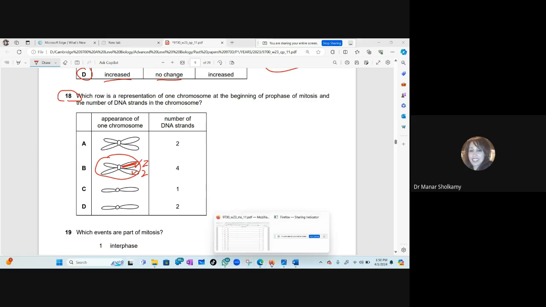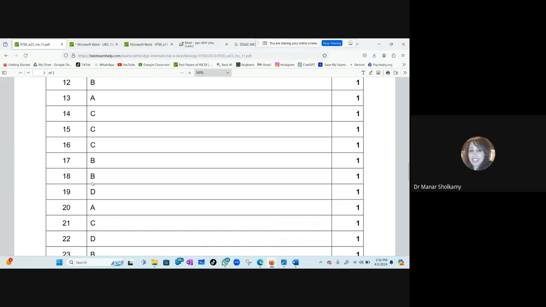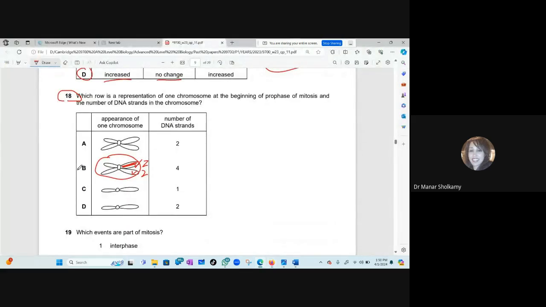Let's look at the mark scheme. If we argue, let's look at it, 18B. You all got it? The number of DNA strands: we have 1 strand and we have an anti-parallel strand in every DNA molecule. So I have 2 here and I have 2 here. Did you get this, Maryam?